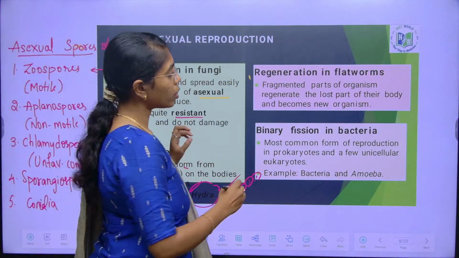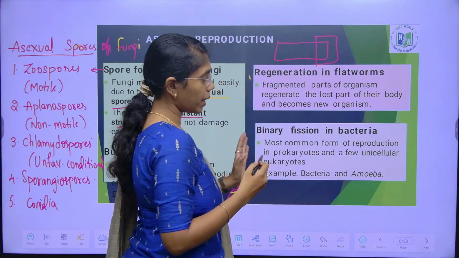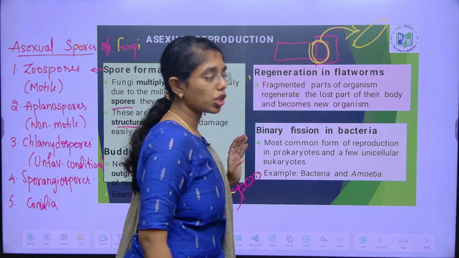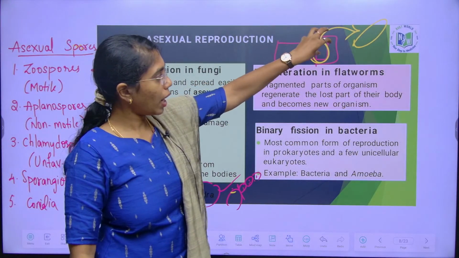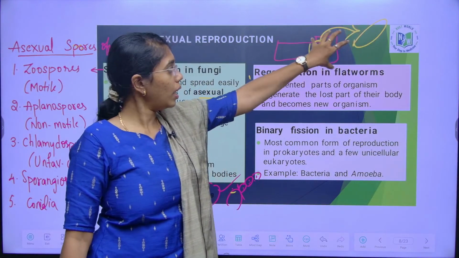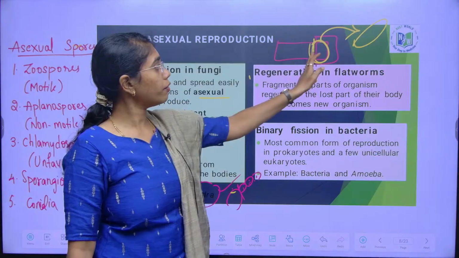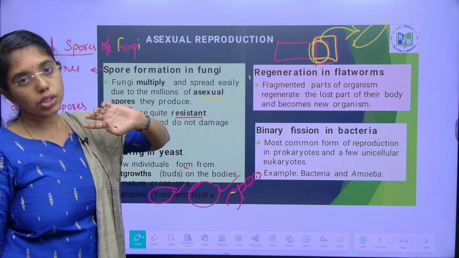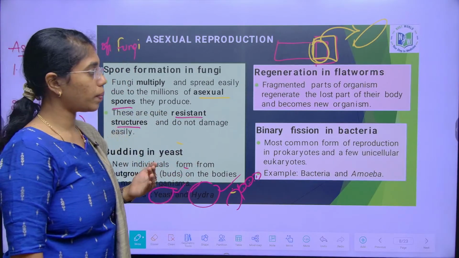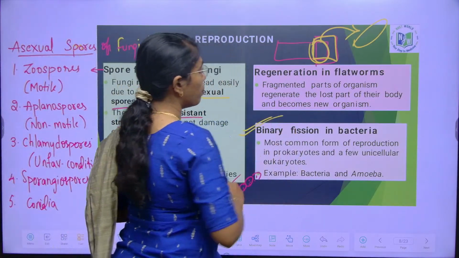Next is regeneration in flatworms. The fragmented part of the organism will separate and grow into a new individual, and the lost part is regenerated. Any part of the body that is lost, that fragmented part will develop into a new individual, and in this part where it has lost a fragment, you can see the newly formed fragment immediately; that is regeneration. Look into the theory once. Fragmented parts of the organism will regenerate the lost part of their body and become a new organism.